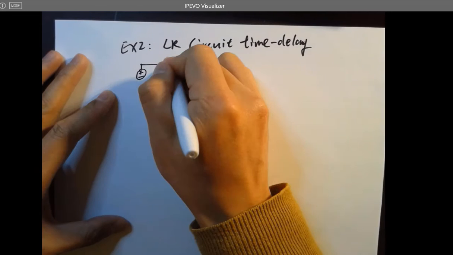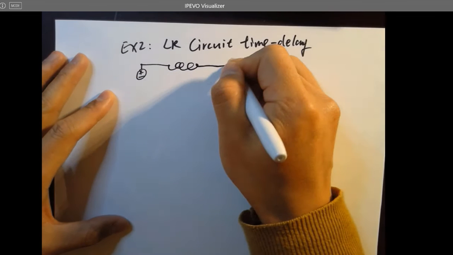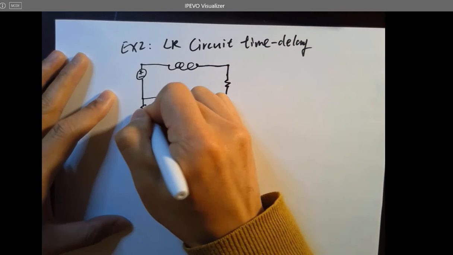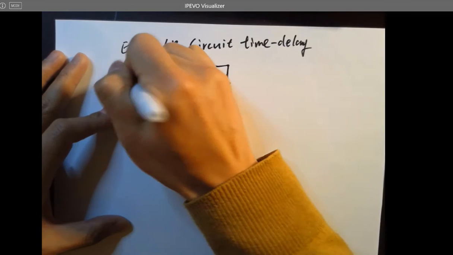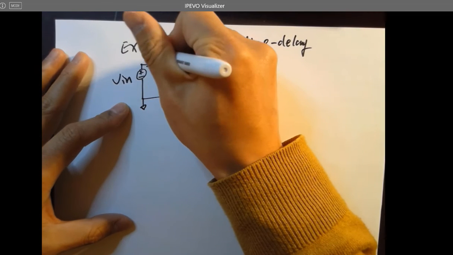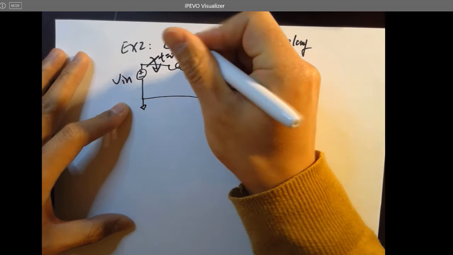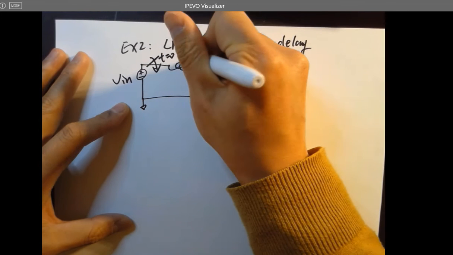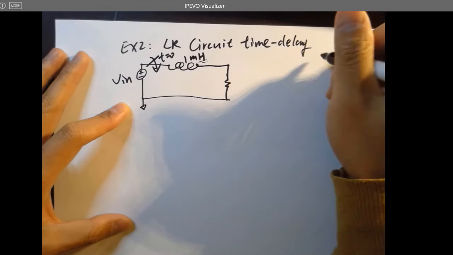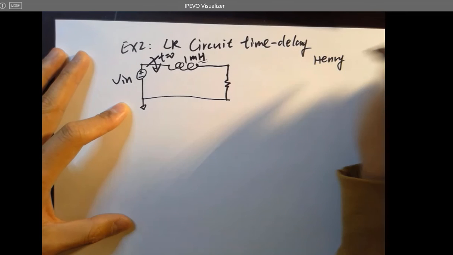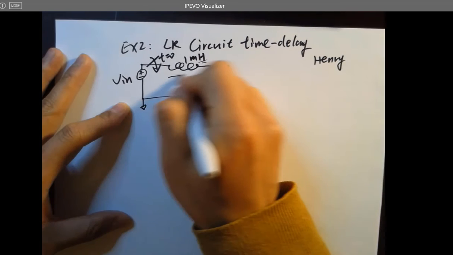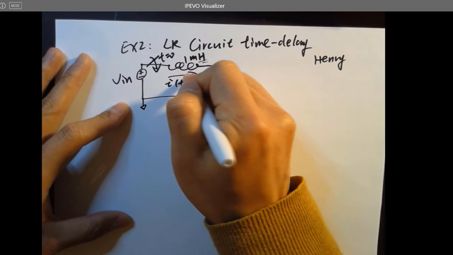So let's see an example. Now the inductor is in front of the resistor in the LR circuit. It's slightly different from the RC circuit. And I forgot the switch, so we close the switch at t equals 0. And L is 1 millihenry. So keep in mind the henry is a unit for inductors. And that's a current, we call it I(t).